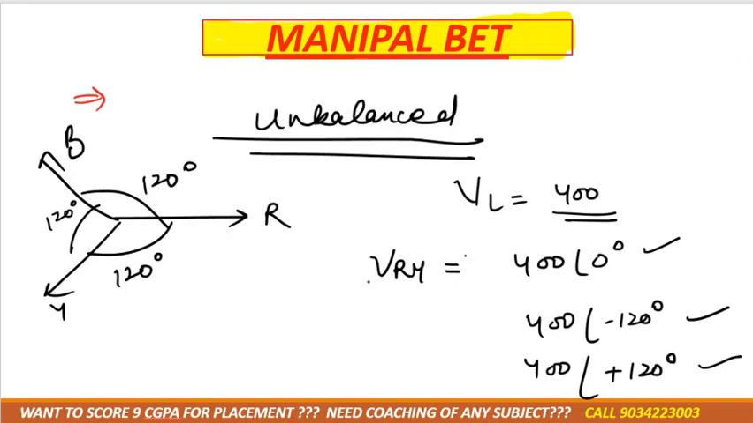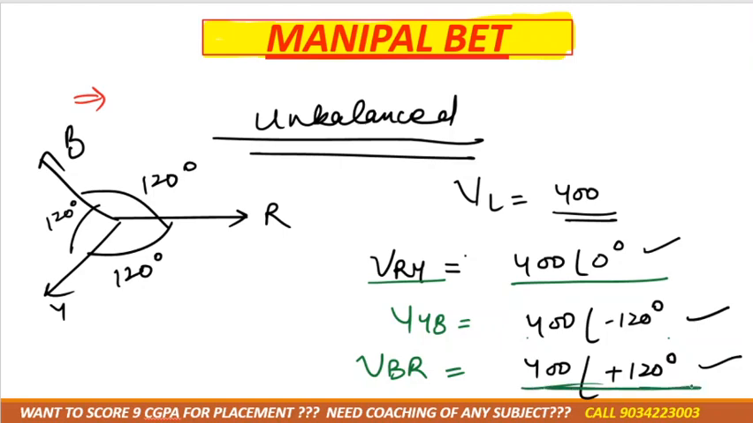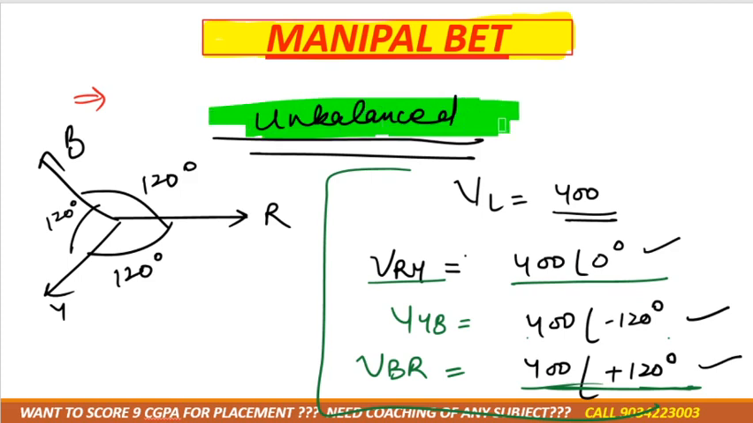इस sequence से याद कर लोगे. VRY is 400 angle 0, VYB is 400 minus 120 degrees and VBR is 400 plus 120 degrees. We need to consider this only in case of unbalanced load. Got it? If there is a balanced load, always consider angle 0. But if there is unbalanced load or they mention something like that, then you need to consider the voltage angle also. You can't take 0 every time in case of unbalanced load. So these are all the formulas.